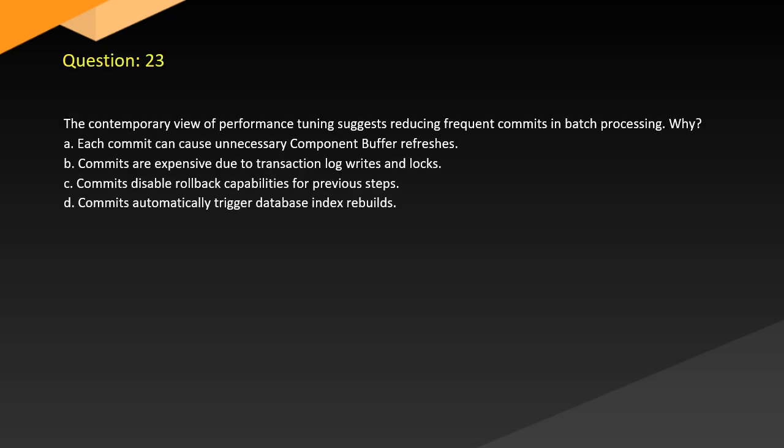Question 23. The contemporary view of performance tuning suggests reducing frequent commits in batch processing. Why? A. Each commit can cause unnecessary component buffer refreshes. B. Commits are expensive due to transaction log writes and locks. C. Commits disable rollback capabilities for previous steps. D. Commits automatically trigger database index rebuilds.